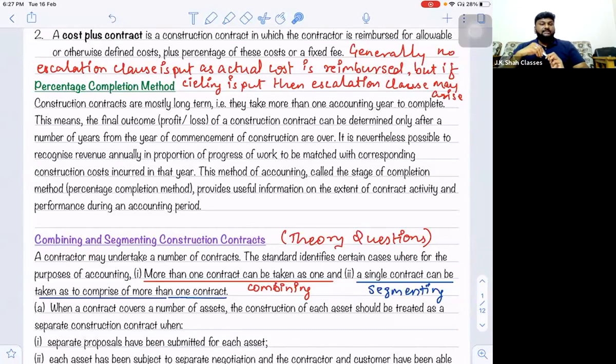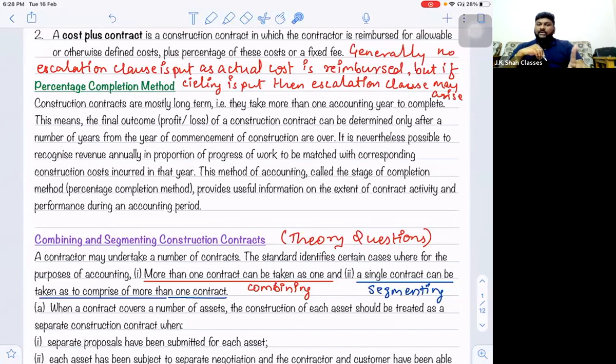It is the percentage completion method that we have to use, which says that whatever is the proportion of work completed, that proportion of revenue you will be getting. Say I say that 25% of the work is completed. So technically, 25% of the total revenue should be recorded in the books of accounts as revenue.